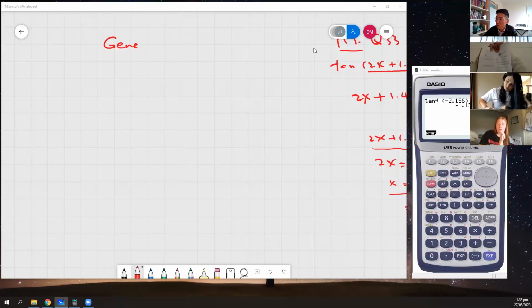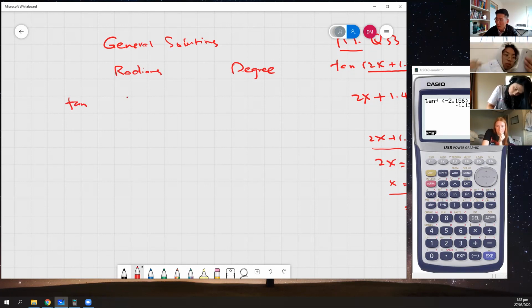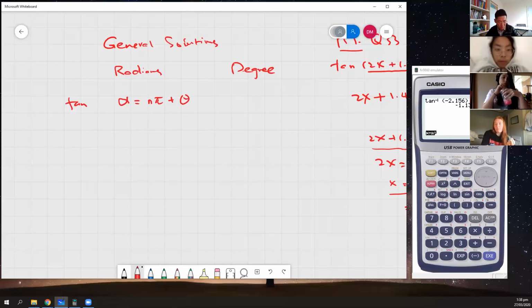Okay, we're talking about general solutions. All right, we understand we do have two different units. One is radians, the other one is degree. Right, and so we start from tan. So the general solution for tan will be whatever the angle you're looking for should be equal to n pi plus theta. That can be written slightly differently, but what you understand is this is the angle you're looking for, the solution you're looking for. And this is one particular solution.